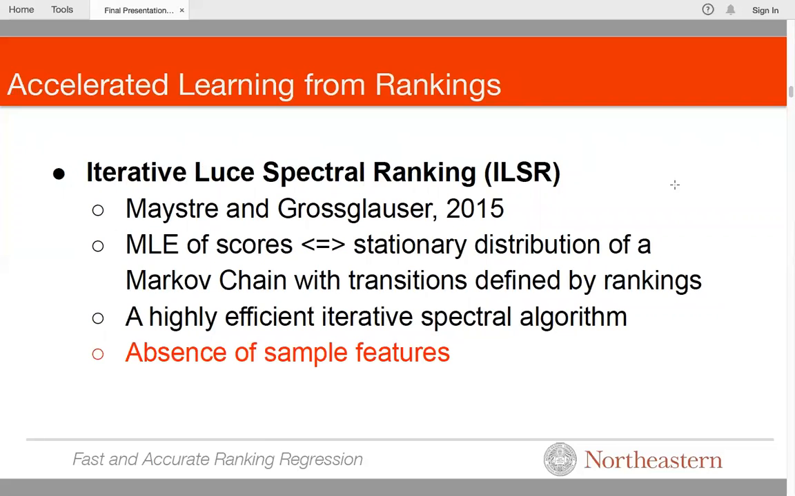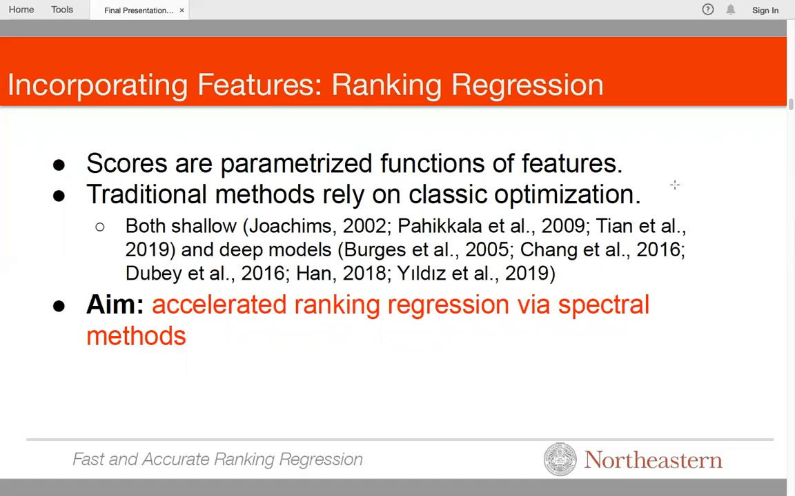These methods, though, are operating in the absence of features that are associated with the samples. But in many domains, for example in medicine, we have features associated with samples in the form of images. So the other variant, ranking regression, assumes that scores are parameterized functions of features. Traditional methods in this setting rely on classical optimization with respect to both shallow and deep parametric models. To the best of our knowledge, we are the first to do accelerated ranking regression via spectral methods.